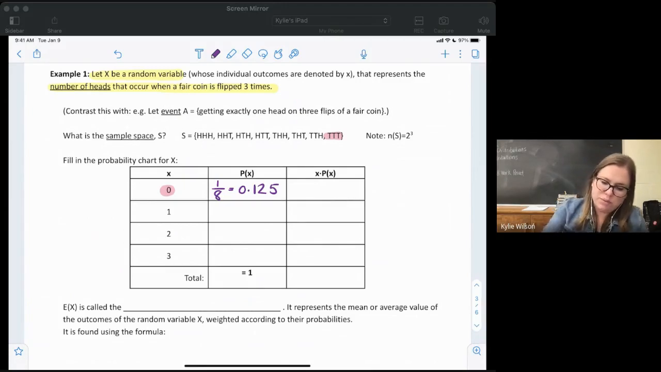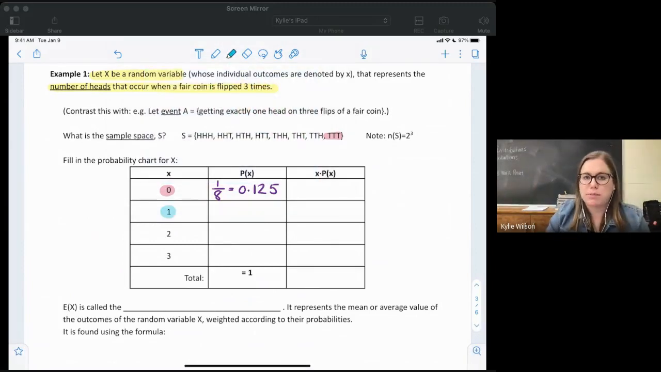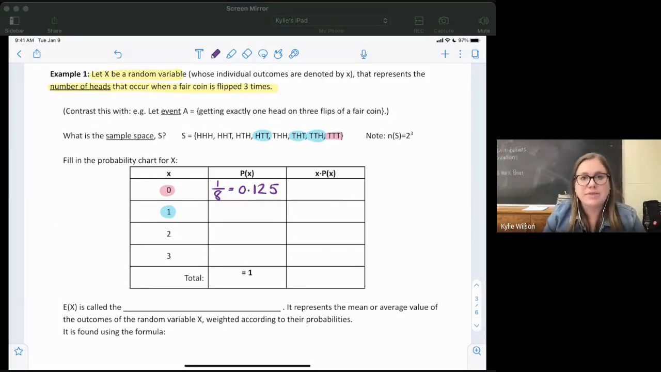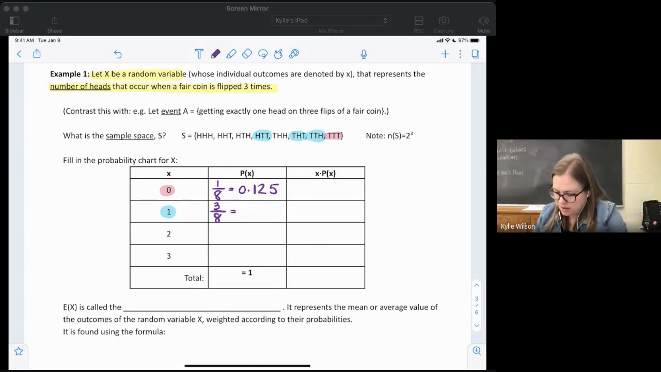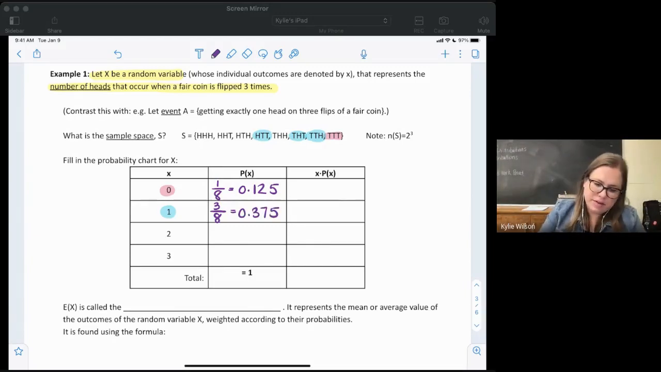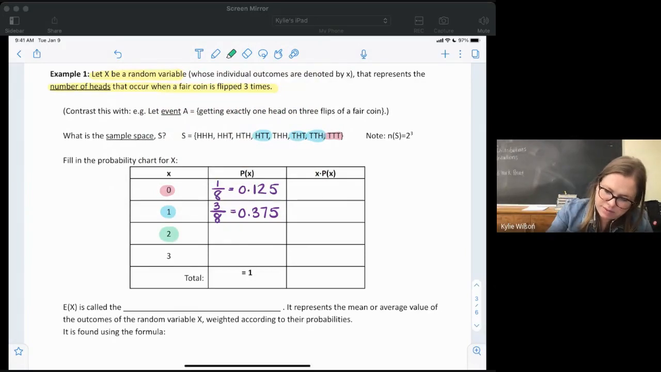Now we'll do the same thing for 1 head, and we'll talk about the next column in a second, so just bear with me for right now. Let's determine the probability of getting 1 head. We have 3 different outcomes that only have 1 H. So 3 outcomes out of the total 8 outcomes, and that is 0.375. Then for 2 heads, we have 3 out of 8, which is 0.375. And finally, having 3 heads, 1 out of 8, which is 0.125.